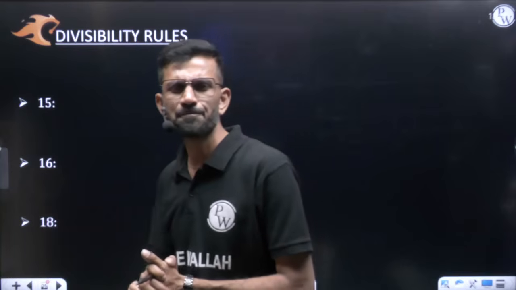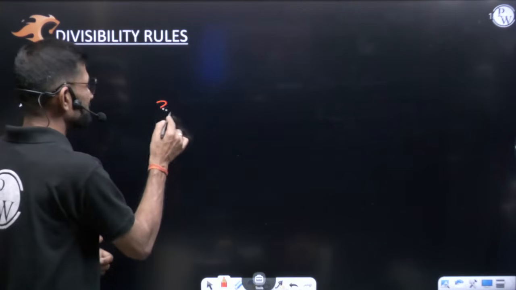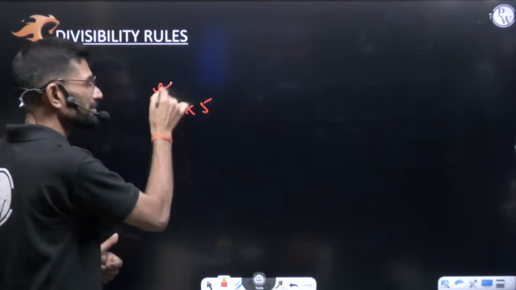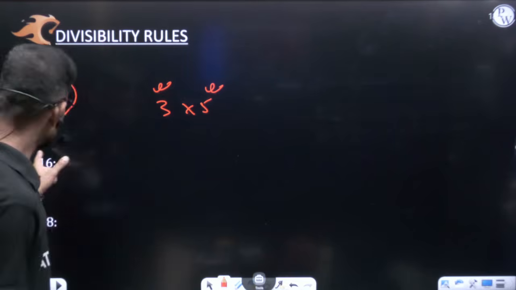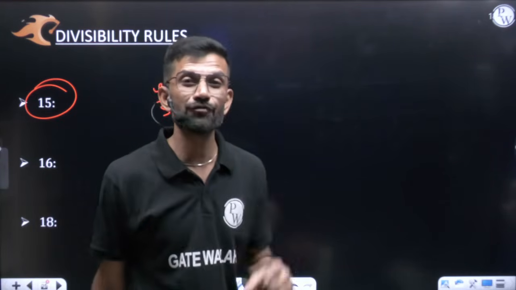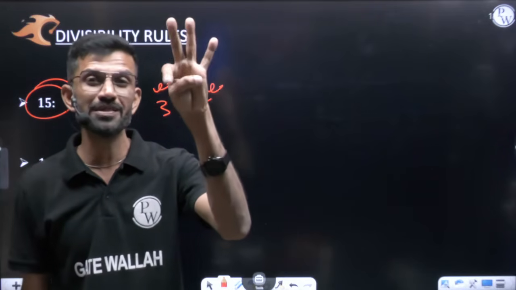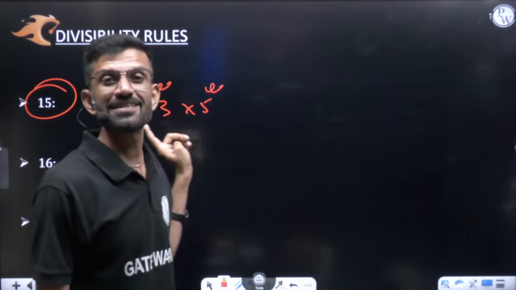15 divisibility rule. 3 5s are 15. 3 and 5 are co-prime numbers. The given number should be divisible by 3 as well as by 5, then it is divisible by 15. 16 divisibility rule, 2 power 4. 16 can be written as 2 power 4. Last 4 digits of the given number should be 0, 0, 0, 0, or else the number formed by the last 4 digits should be divisible by 16.